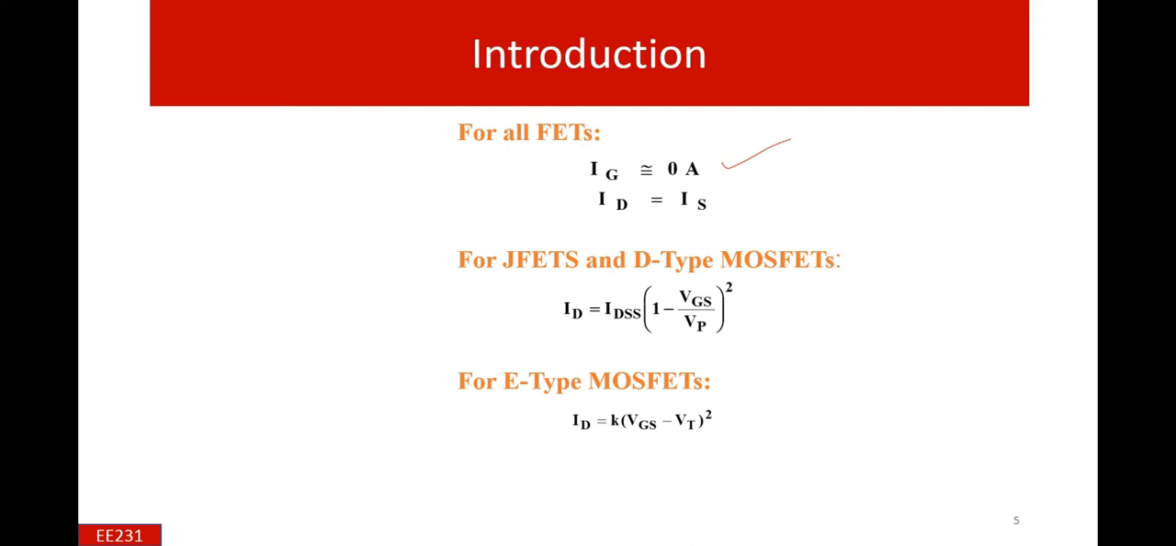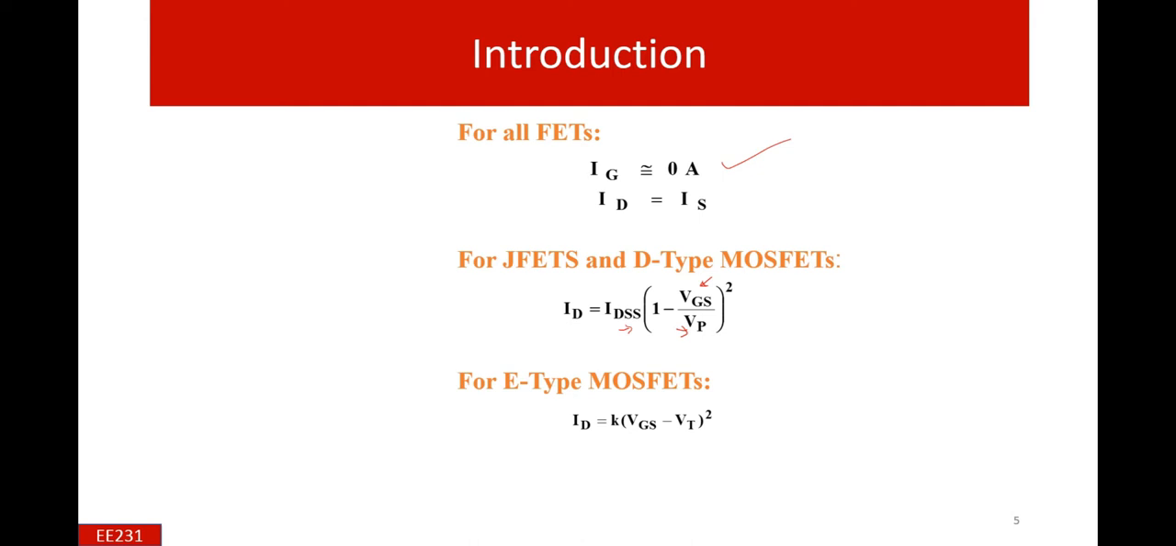For JFETs and depletion type MOSFETs, we have a current relation like this one, the Shockley equation, so we can find the value of the drain current when the VGS voltage is given across the gate terminals, along with the pinch off voltage and the maximum saturation current. We can even reversely find the relationship: when the drain current, the maximum current and the pinch off voltage are given, we can find the voltage at the gate with respect to the source terminal.